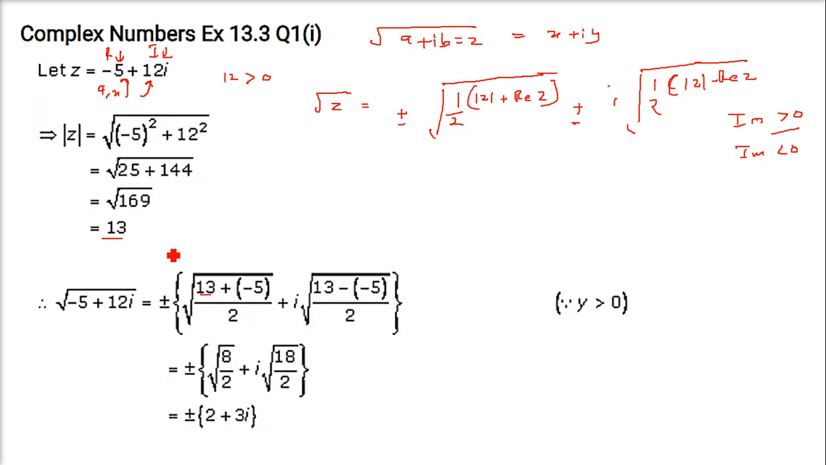Just put this mod z here, which we just found, and then plus the imaginary part, then plus the again mod z by 2, and this is the subtraction with the real part. So this is what you get. 2 4s are 8, so you get under root 4, 2 9s are 18, under root 9. And you have to use this plus minus sign. This is outside.